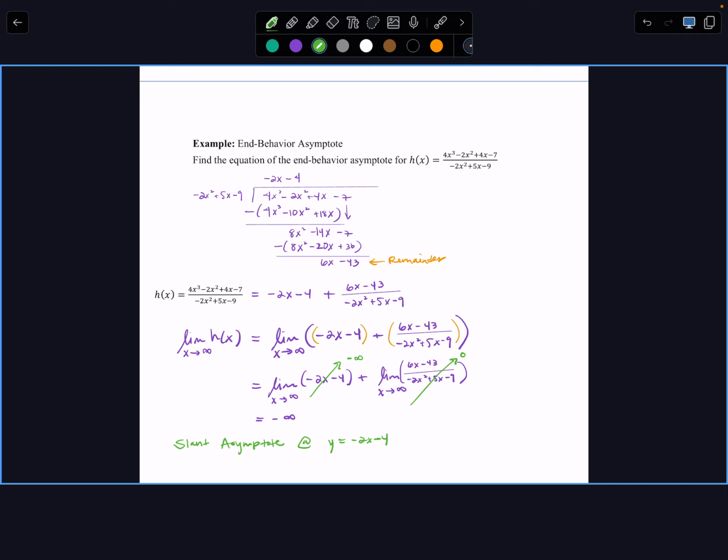My point in showing you this, rewriting h of x in this form and thinking about taking the limit, is to prove to you why that is the equation that guides the behavior. That specific equation is the equation that guides the behavior of the graph.